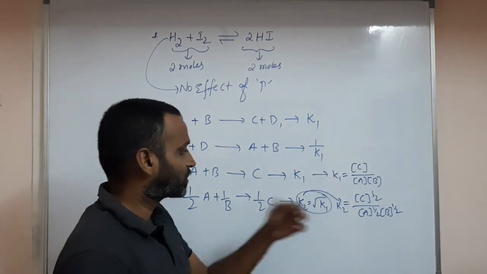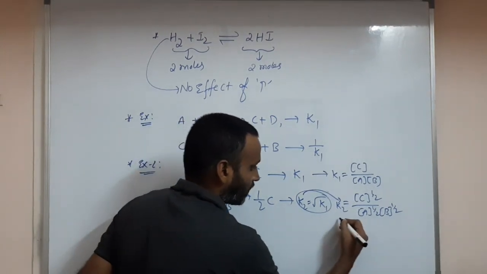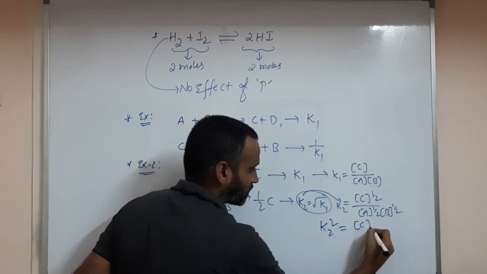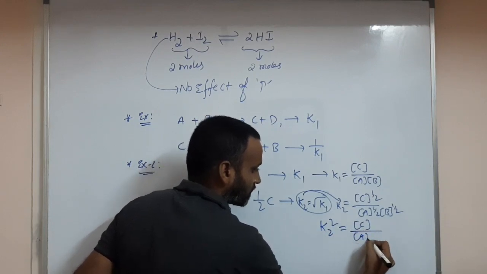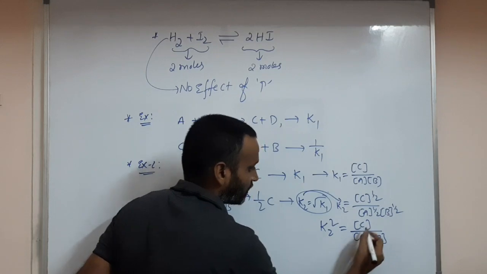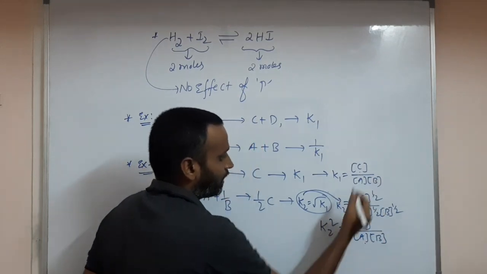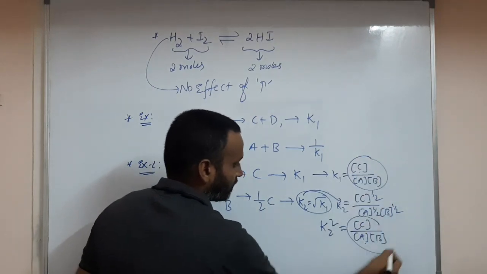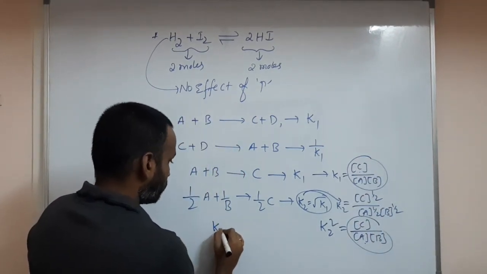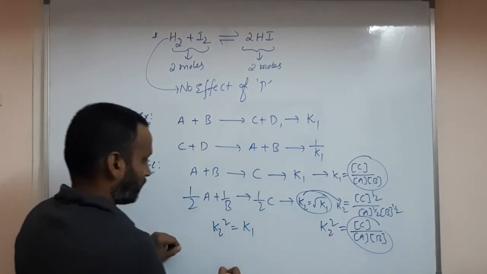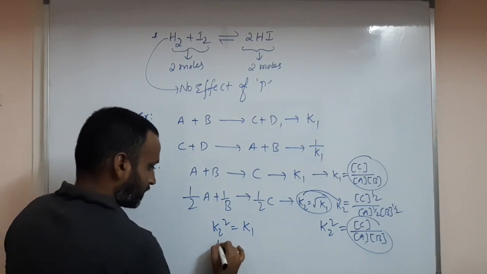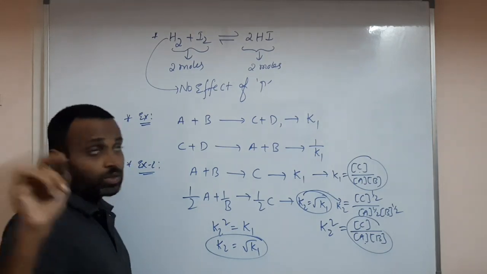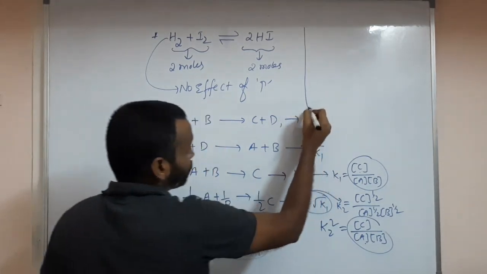If I square this on both sides, K2 square is equal to the concentration of C by the concentration of A into the concentration of B. Now these two are the same. So K2 square is equal to K1. Therefore K2 is equal to root K1. Here I will give you those two points.